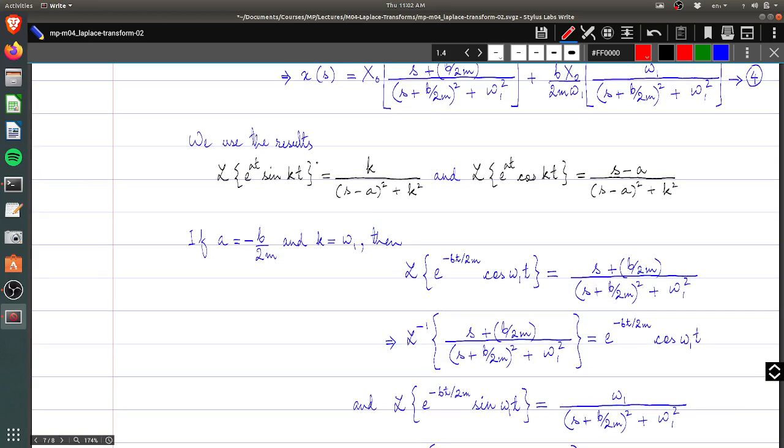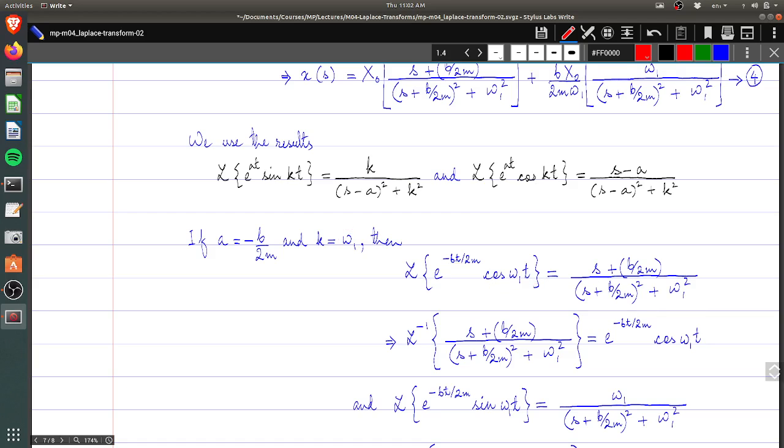So in these expressions, because there is an a here, if I say a is equal to minus b by twice m, let's put some values here. A is equal to minus b by twice m, and this k I make equal to omega 1. Then what will happen? Let's first take this expression. We have e to the power a, and I'm replacing a with minus b by twice m, so e to the power minus bt by twice m, and then cos kt I'm writing as cos of omega 1 t.